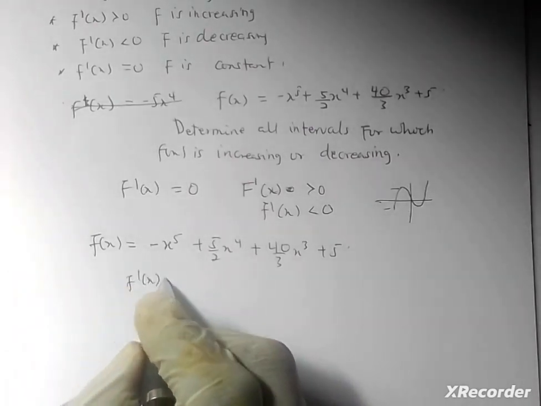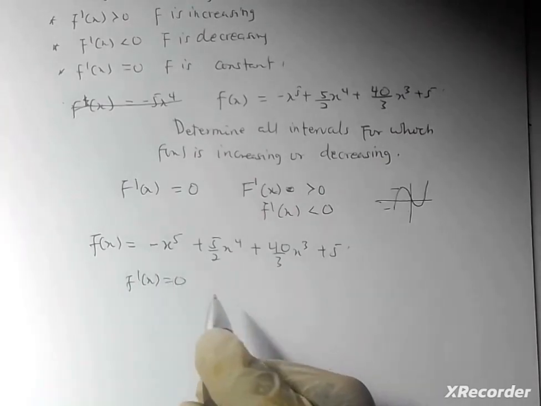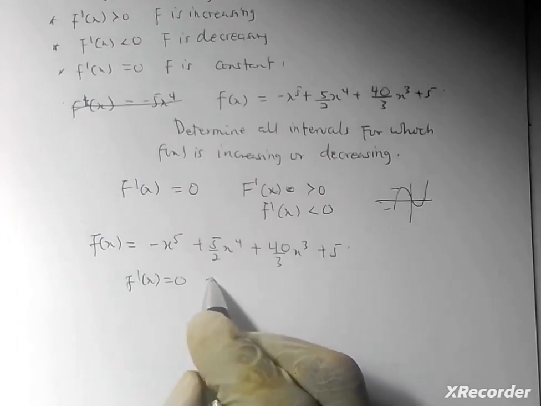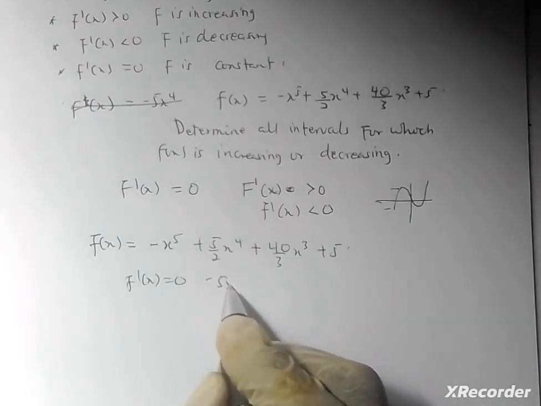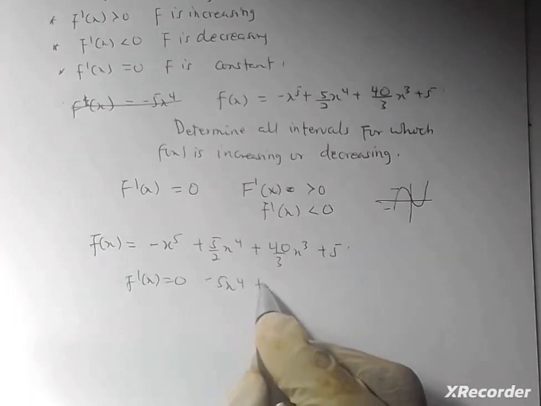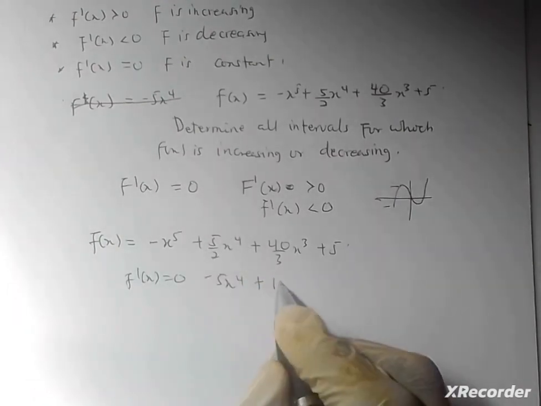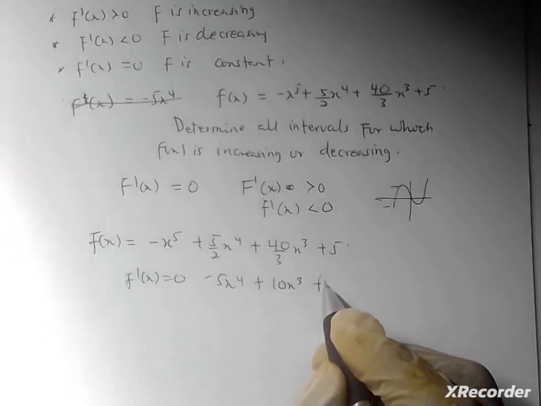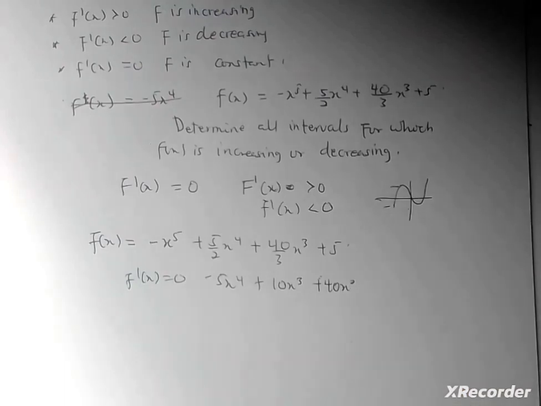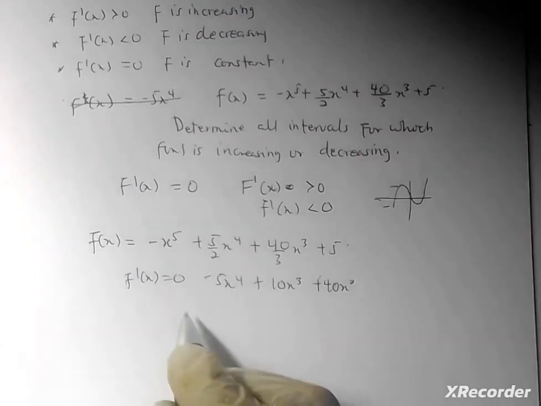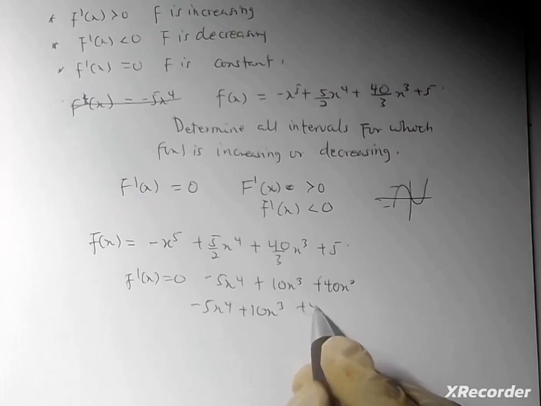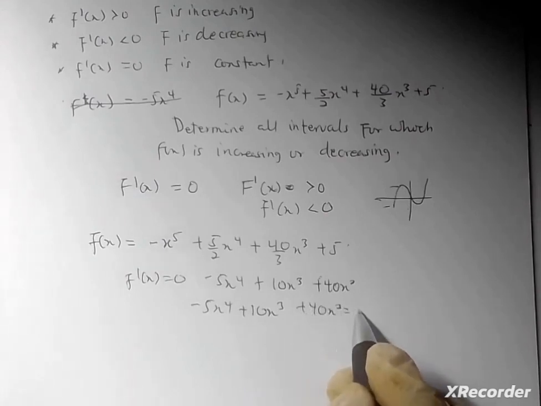f prime of x is equal to 0. So this is going to give me negative 5x to the power 4, then plus 10x to the power 3, then plus 40x to the power 2. My 5 remains 0. So negative 5x to the power 4 plus 10x cubed plus 40x squared should be equal to 0.